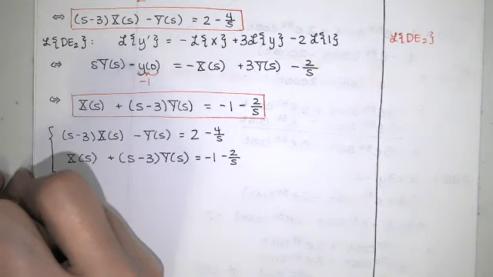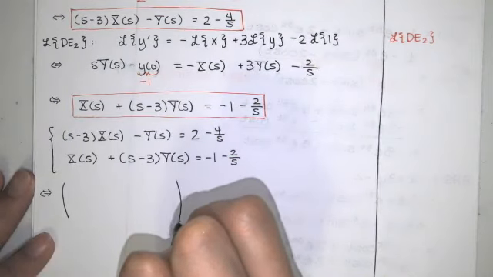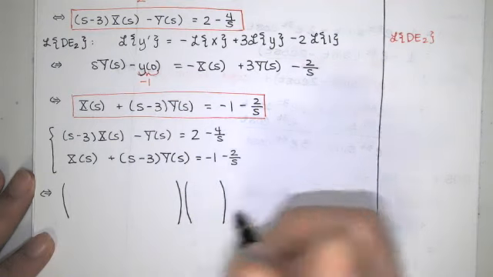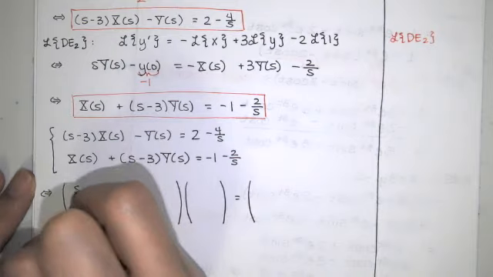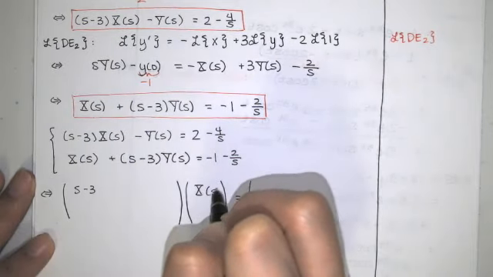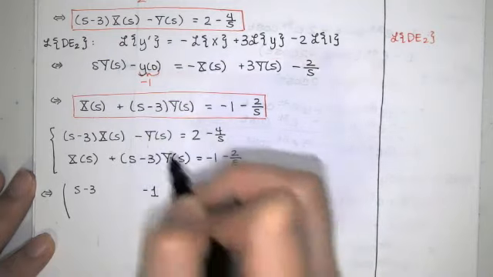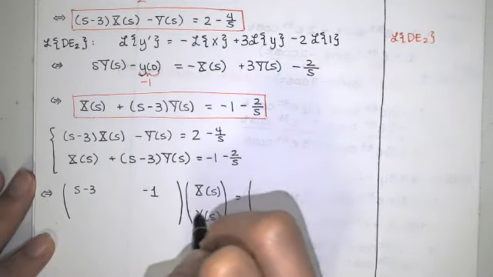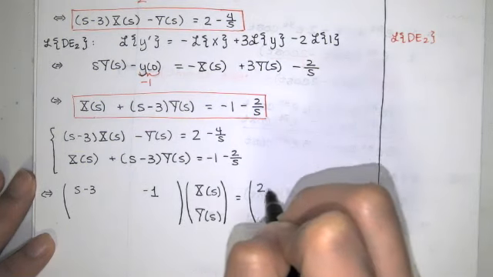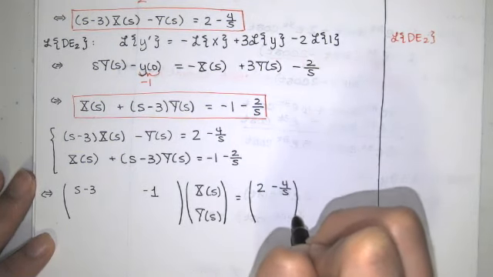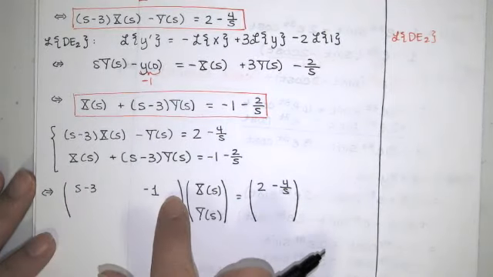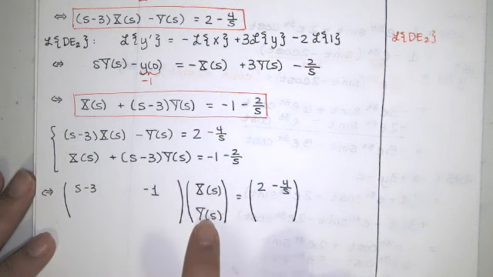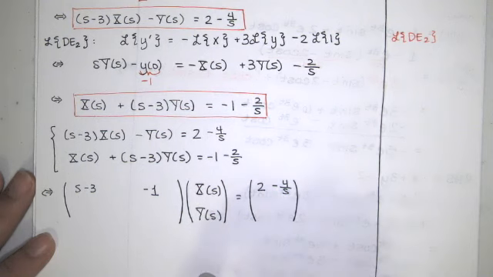The system of 2 equations and 2 unknowns can be written in matrix form this way. We have s minus 3 times X of s minus 1 times Y of s is equal to 2 minus 4s. So that first equation can be written this way. It's a dot product of this first row of this matrix and the column, this first column here. The dot product of the first row and first column gives us the first row, first column entry over here.